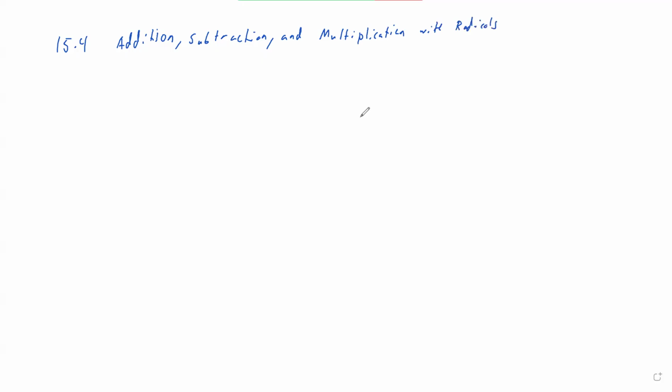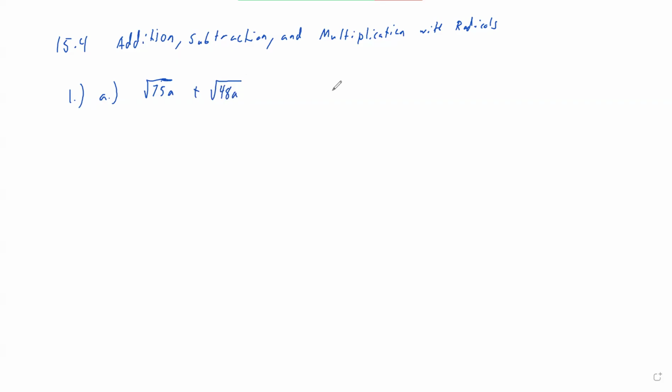All right, so we're going to start off with addition, subtraction, and multiplication with radicals. Remember, radicals are just little square root symbols. Well, your opinion might change after today, because that was the easy stuff Monday. So now you're going to see things like this, and this does look complicated.